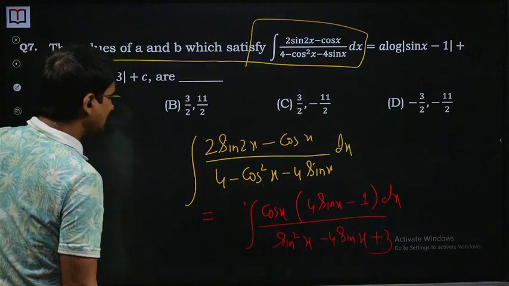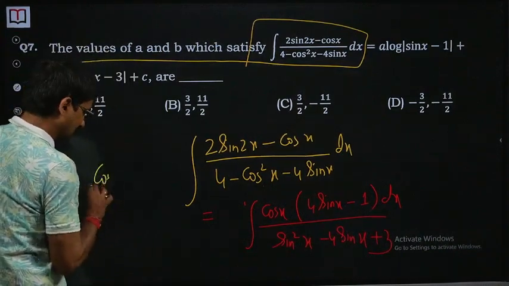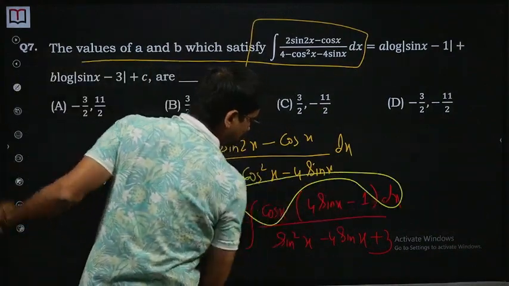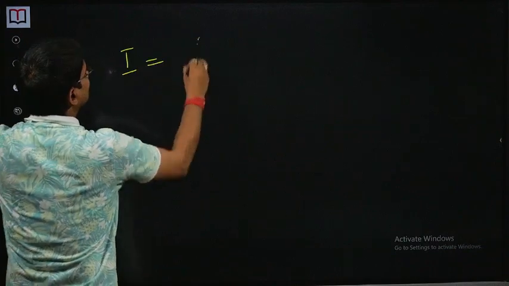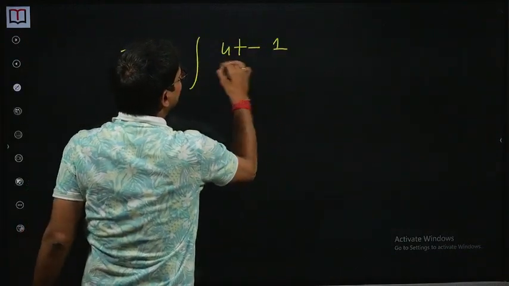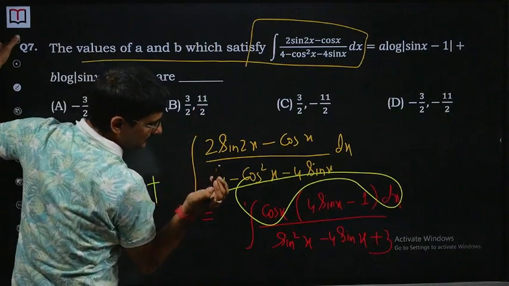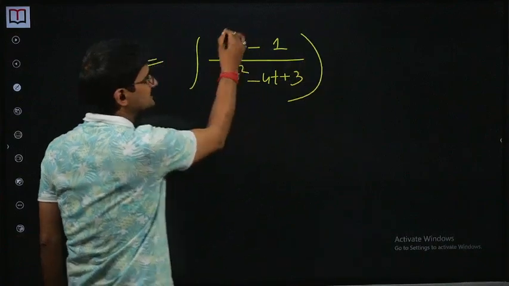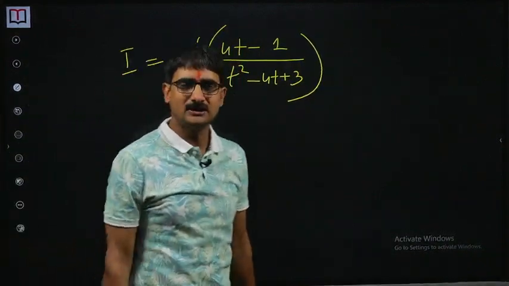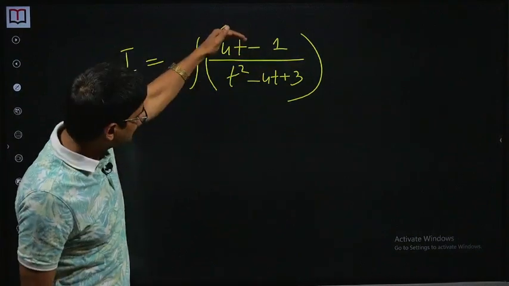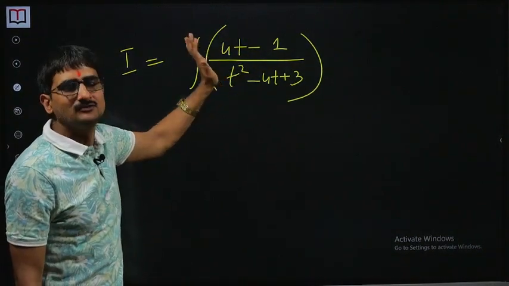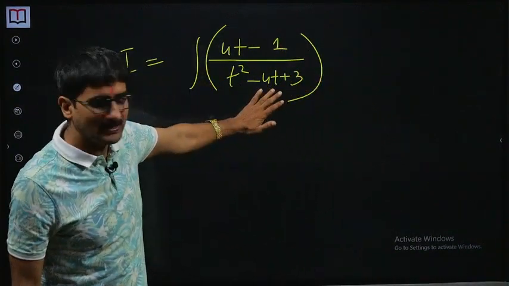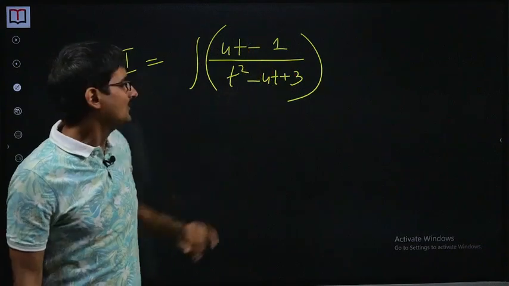So what do we get here? If I replace sin x by t, cos x dx will be dt. So the integral is the integral of (4t minus 1) upon (t square minus 4t plus 3). Now you all can easily solve it. It's linear upon quadratic form. You can write the numerator in the form of the derivative of the denominator to balance it, and whatever is left, you will be having completing the square in the denominator, and then you have that form. Or shall I do it?